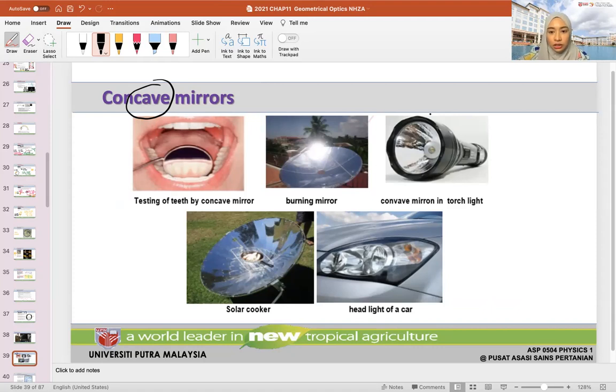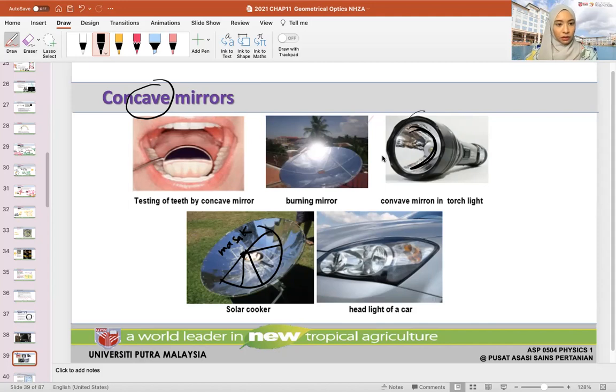And then your torchlight also has concave. If you look at the torchlight, remove the front glass part of it. You can see that there is a curve inside. It's concave. And then solar cooker, it is caved because it has to converge the light at one point so that it can cook there. Same with the headlight of a car, it has to converge at one point to give you that intense beam. If it is diverging, then it's not going to be really intense. So it has to be converging.